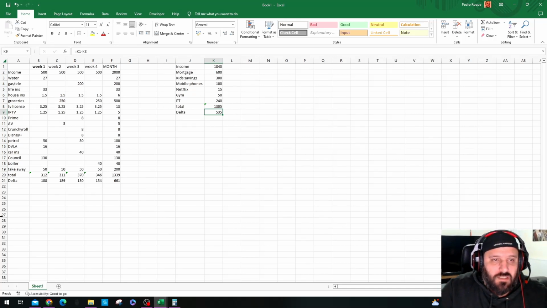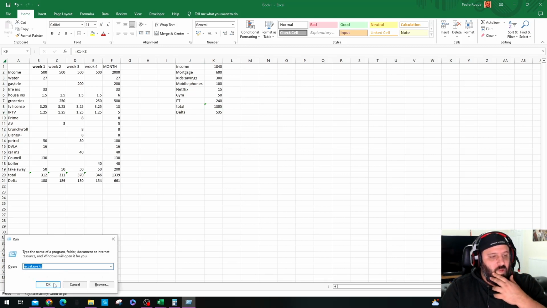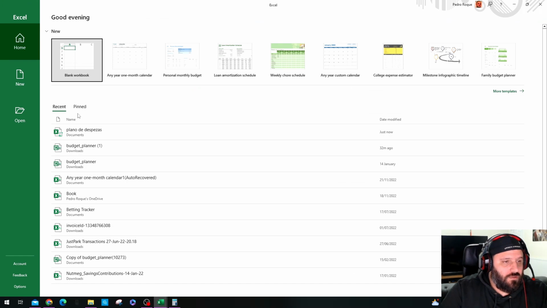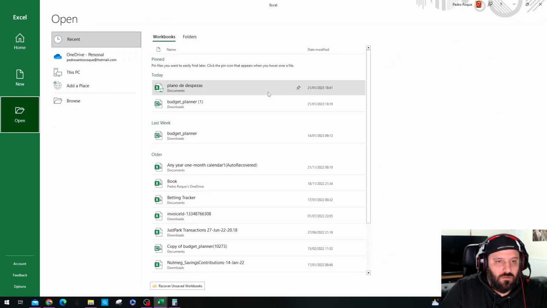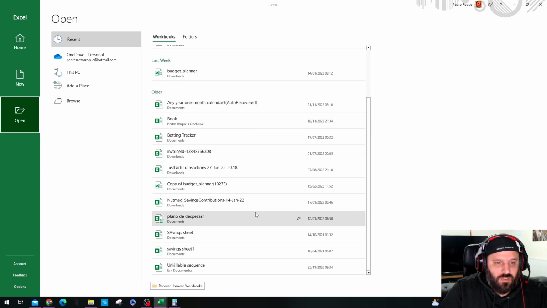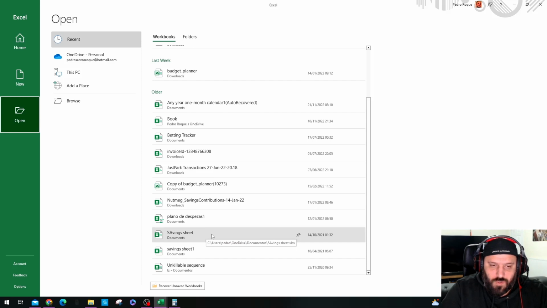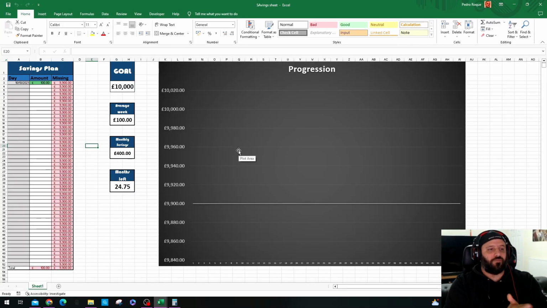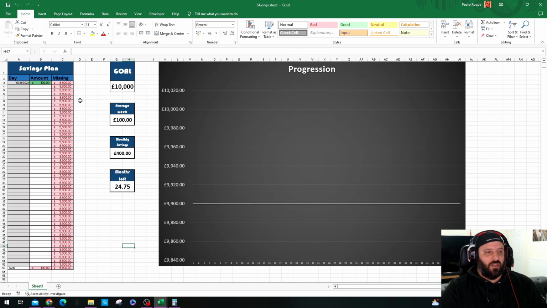So yeah, this is how you do it. If you want to use the other one, it's really good. And if I'm not mistaken, I even had a tracker for goals. Let me see if I have it over here, because I don't remember. I think it was this, which is the oldest one, the savings sheet. Okay, so this is a tracker that I've got, which is the savings plan.